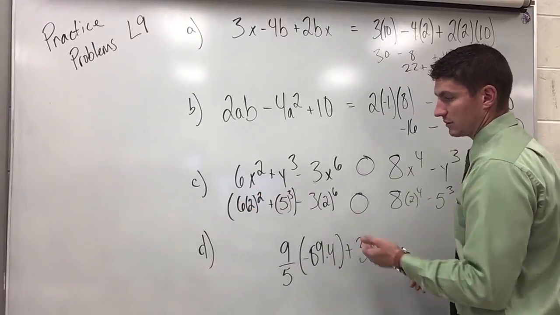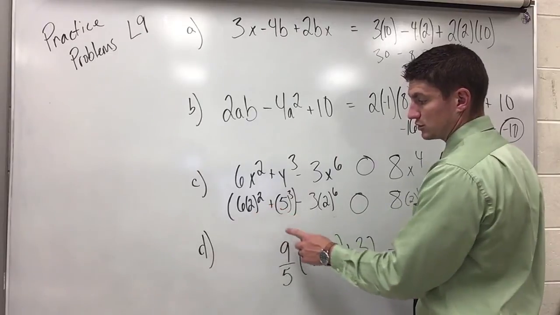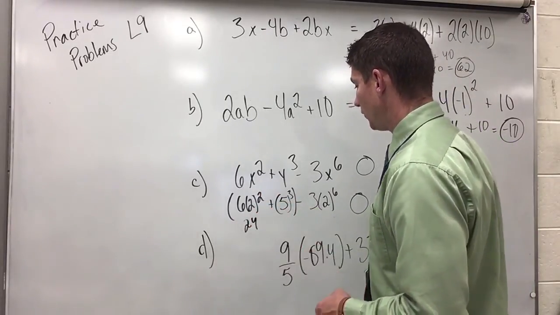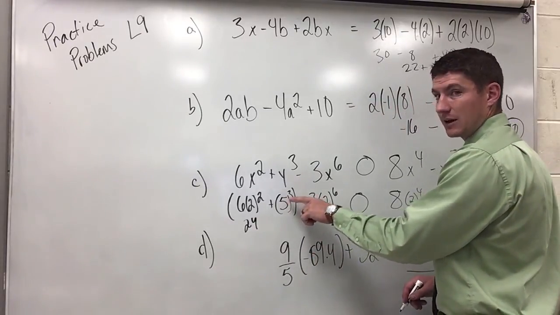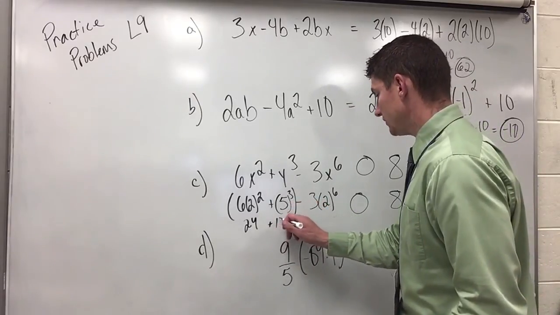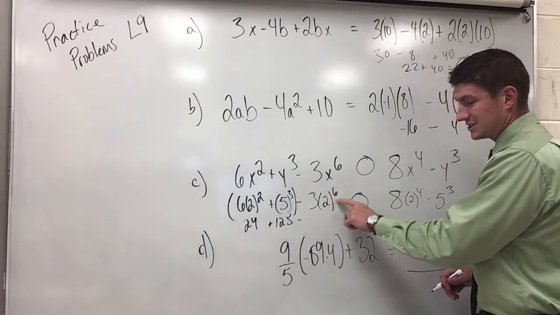Just looking at this from left to right, I'm going to do my exponents first. So I have 2 times 2 is 4, times 6 is going to give me 24. 5 to the third power here is going to give 5 times 5 times 5. 5 times 5 is 25, times 5 is 125. Minus, in this section, 2 to the 6th power.